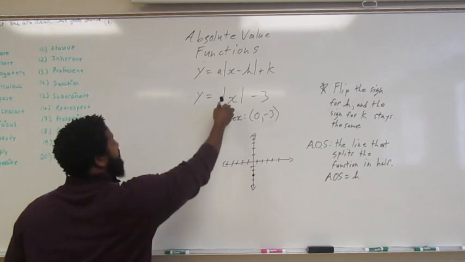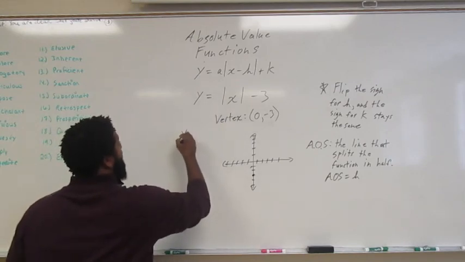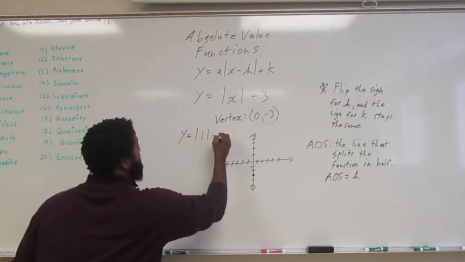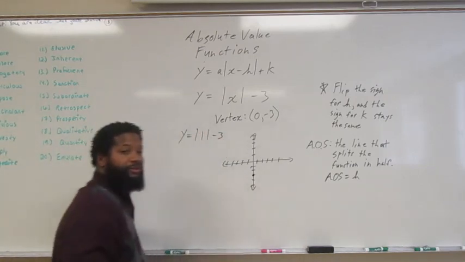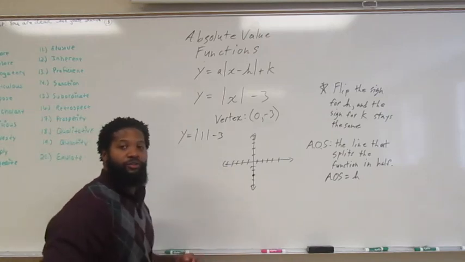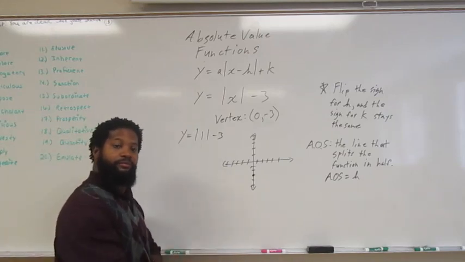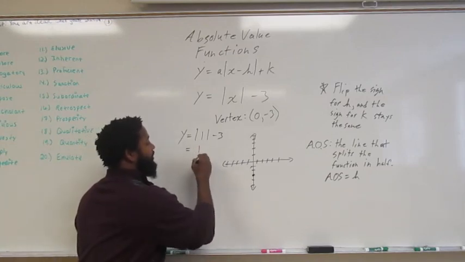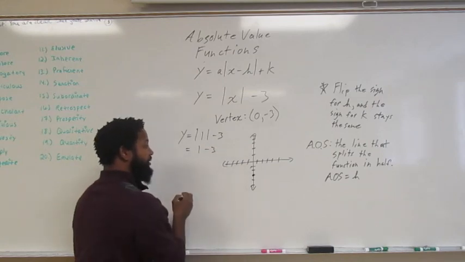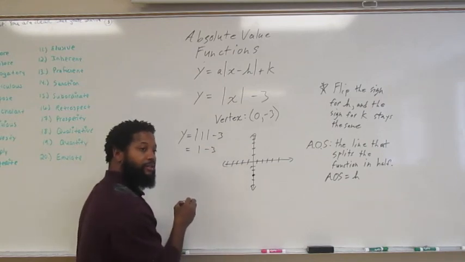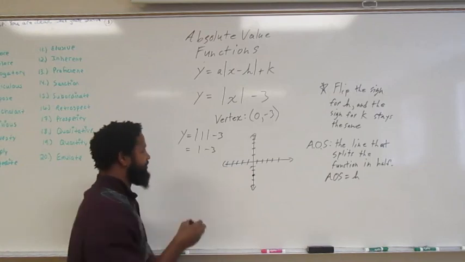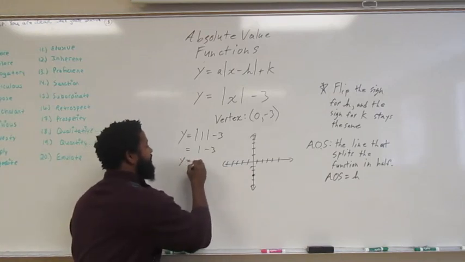So, x is equal to 1, right? So you have y equal to the absolute value of 1 minus 3. When dealing with an absolute value, the absolute value of 1 is 1. Good job. Minus 3 is what? 1 minus 3 is negative 2. Thank you. Y is equal to negative 2.